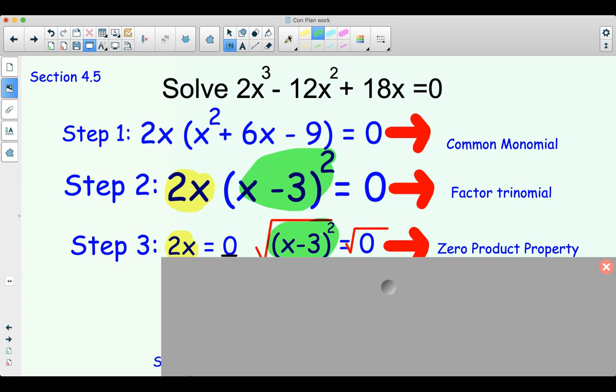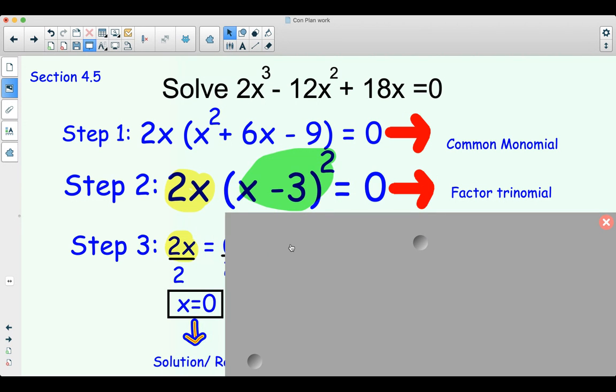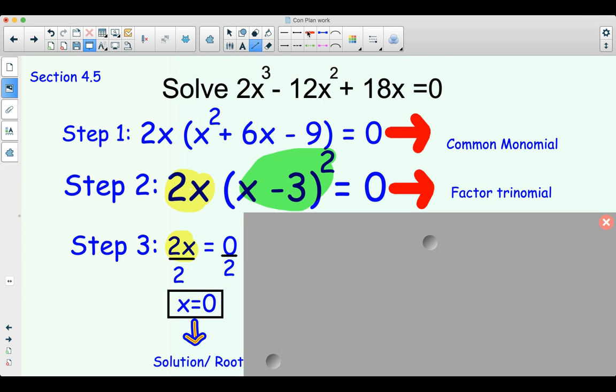Ignore that square root for just a second, because the first thing you're going to do is set both of them equal to 0. How do you solve this first one? Well, I divide by 2 on both sides. This is just basic algebra, right? This would cancel out my 2s. I'm left with x is equal to 0. That's one solution or root to this problem.